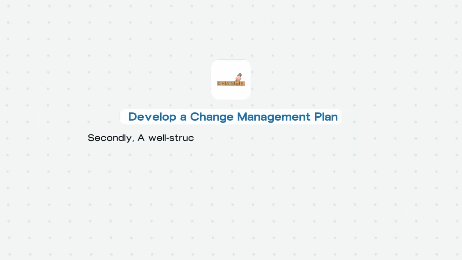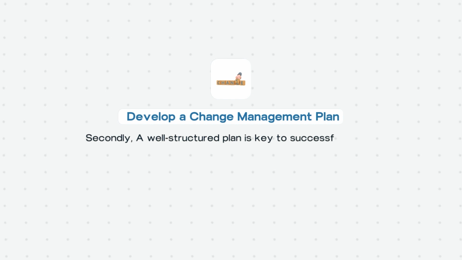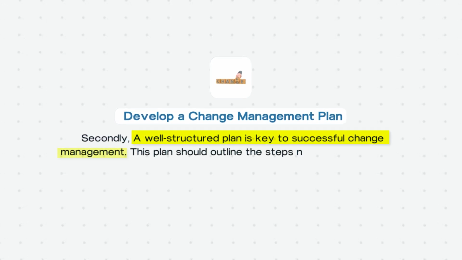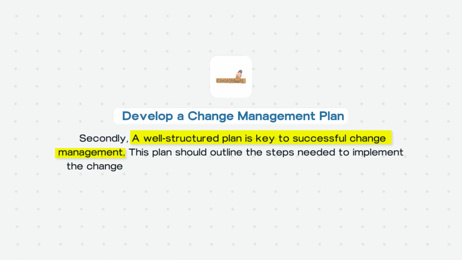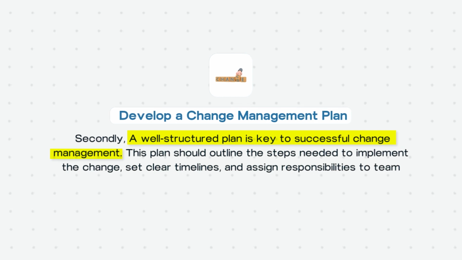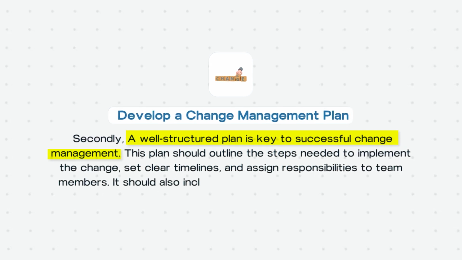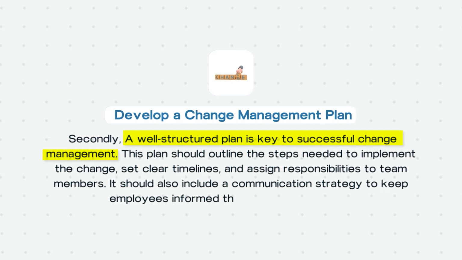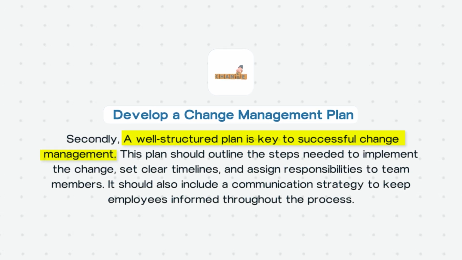Develop a change management plan. Secondly, a well-structured plan is key to successful change management. This plan should outline the steps needed to implement the change, set clear timelines, and assign responsibilities to team members. It should also include a communication strategy to keep employees informed throughout the process.